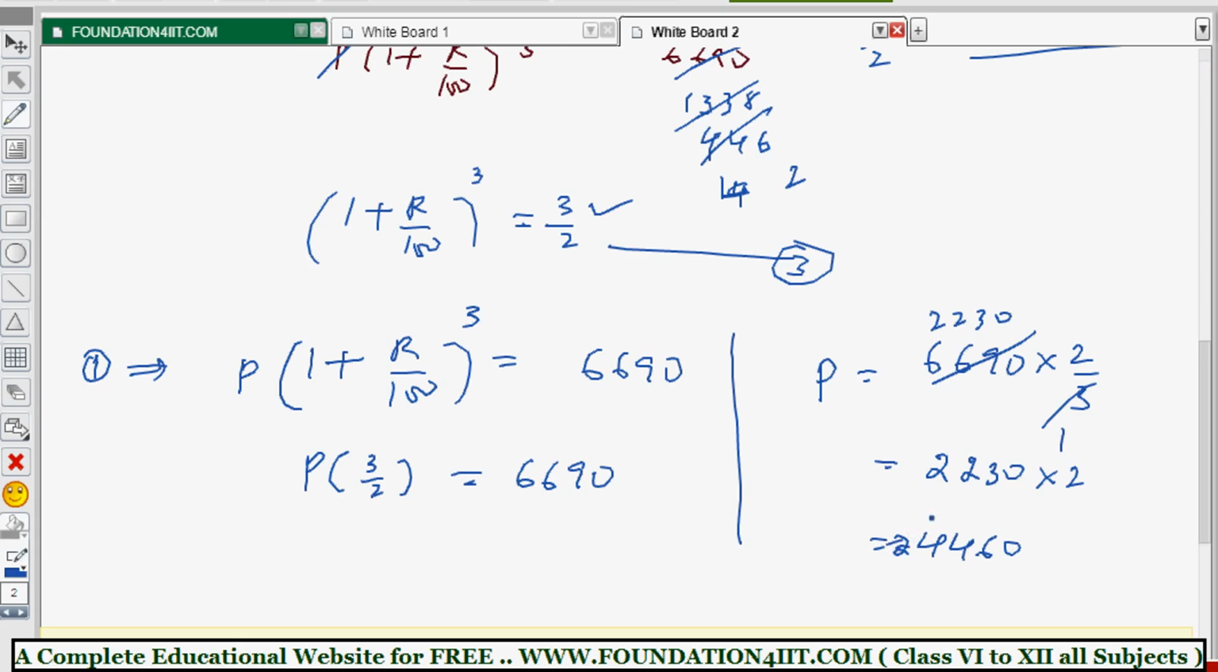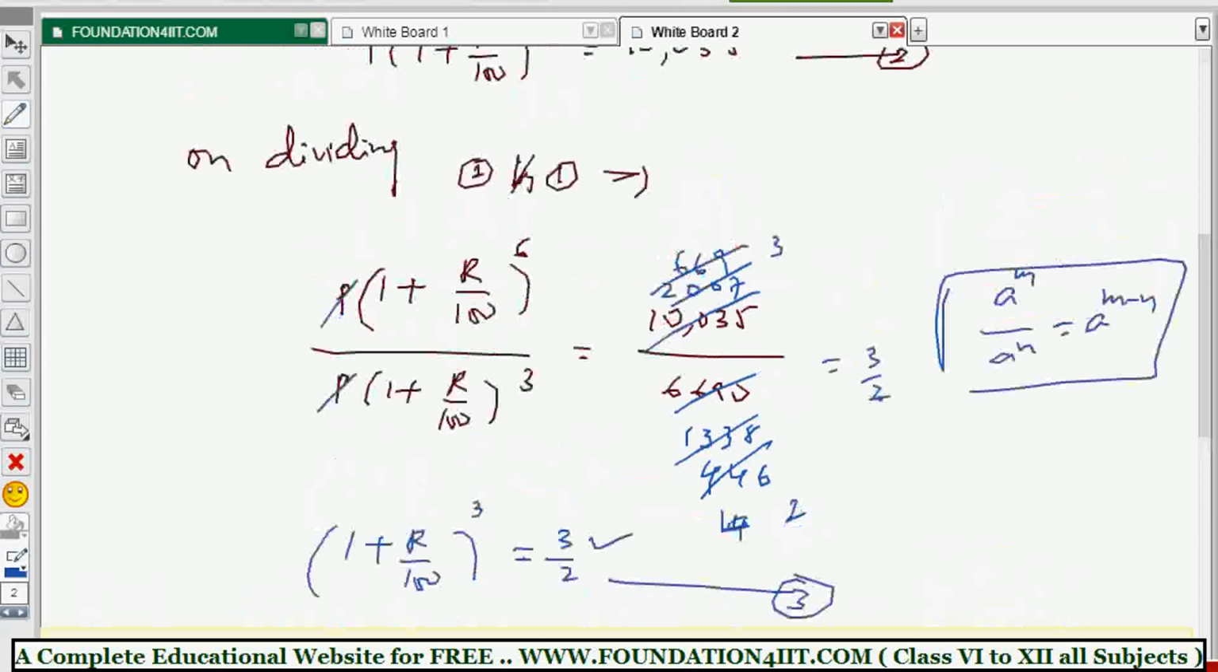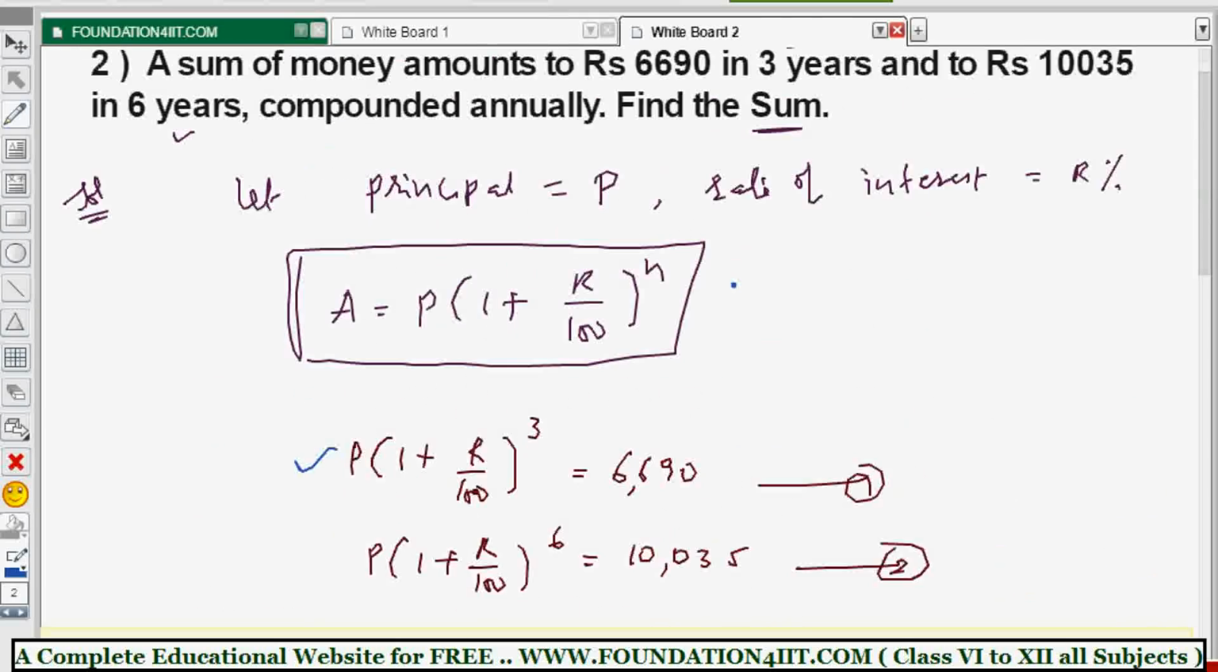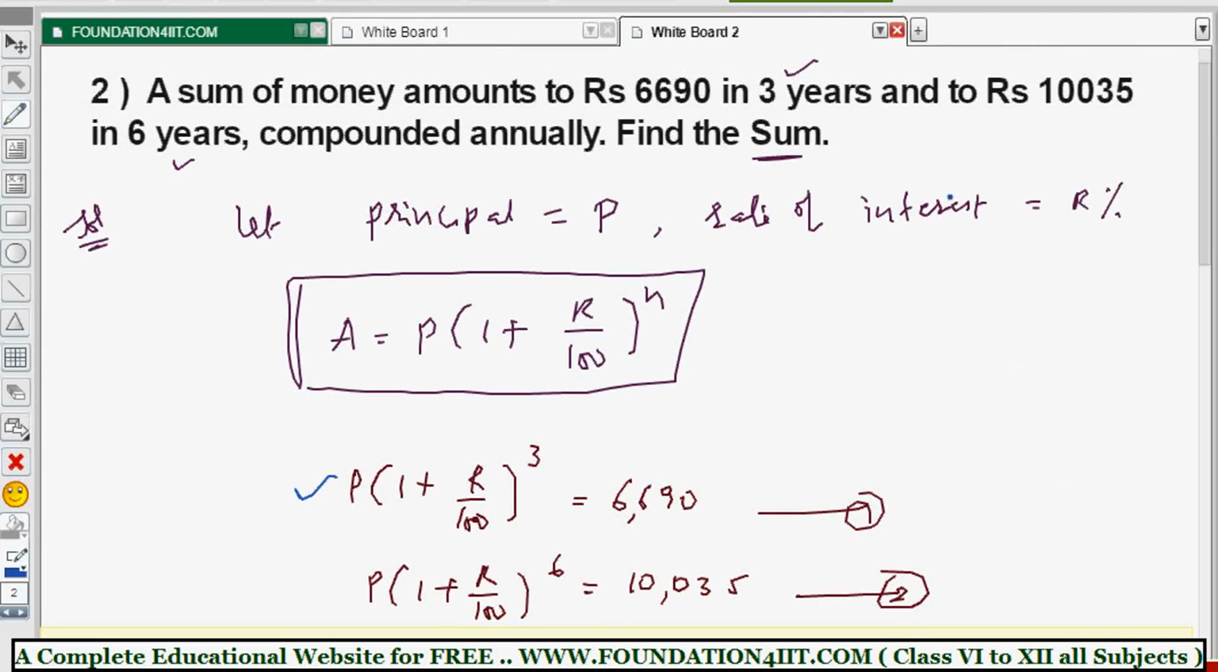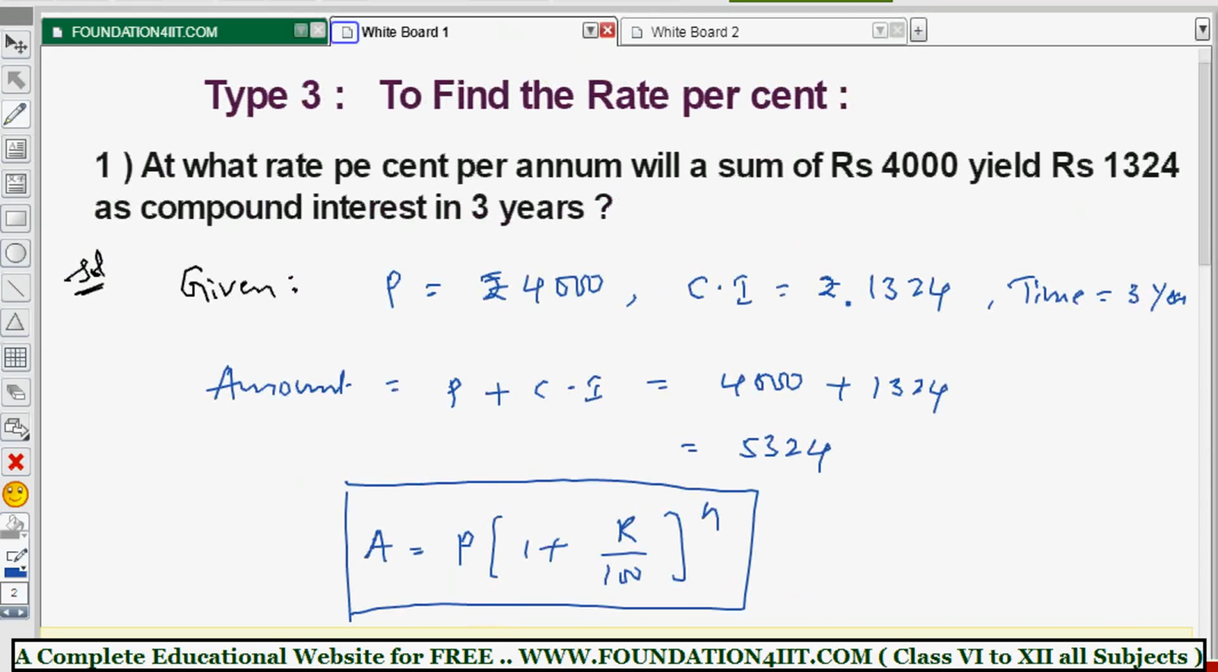This is the principal. Once you know the principal, you can substitute it in one of the equations and get the rate of interest also, right? This way we can solve. Therefore the required sum is rupees 4460. Just be careful when you are doing calculations. Whenever you have equations like this, you need to go for division. If you substitute this P value, you get the rate of interest. Similarly, this is the way you can find the rate of interest when other values are given. The formula is the same, we just need to substitute. And how to find the time, the n value, when the principal, amount and rate are given, we'll see next.